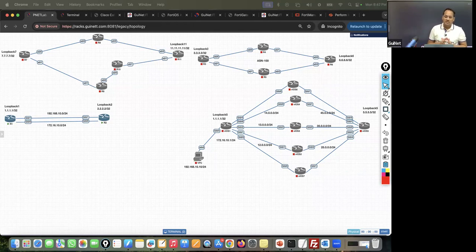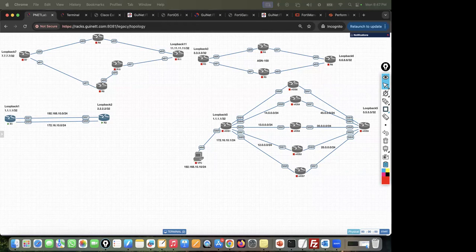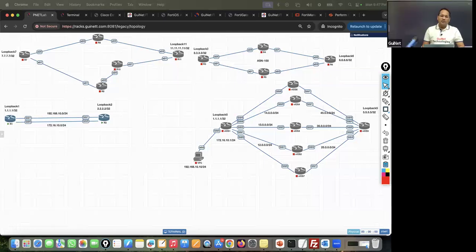RIP has limitations. If I configure RIP, how many hops can it support? Any idea what the RIP limitations were, you guys? 15. Yes, 15. So RIP only supports a maximum of 15 hop counts. If you have 16 hops, it is going to be unreachable.